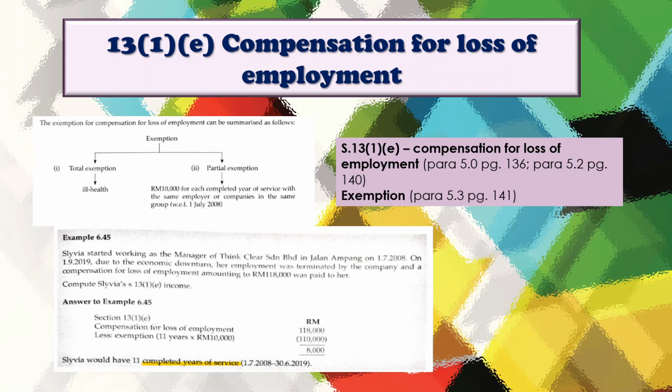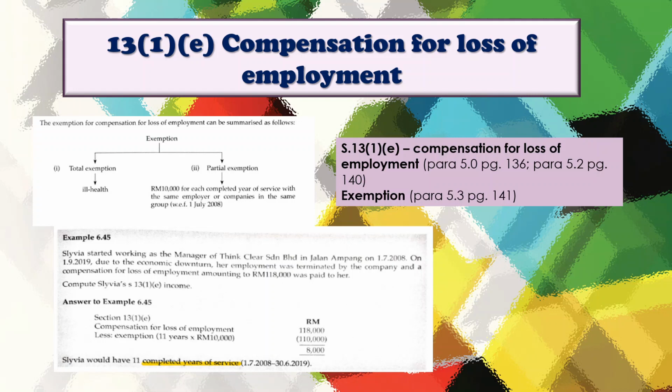This employee started work on 1st July 2008, and on 1st September 2019 she was terminated and paid 118,000. So what do we do? When you are retrenched, that will be considered as compensation for the loss of employment. So this is the method of computation. How much will be included under 13(1)(e)?